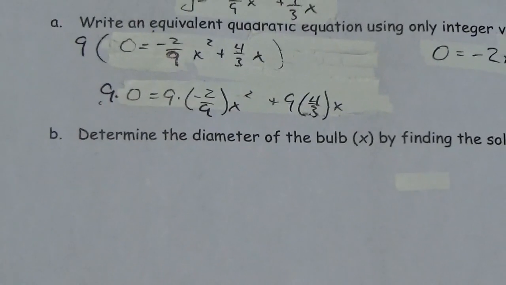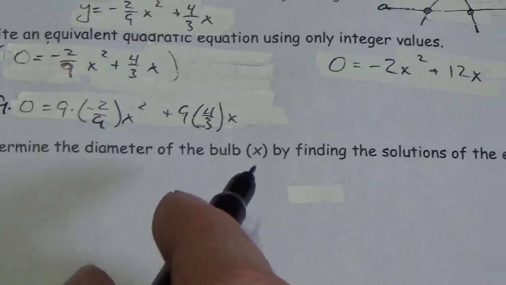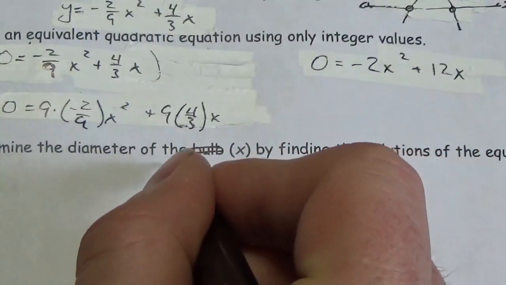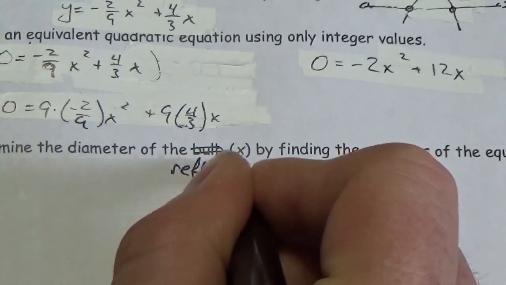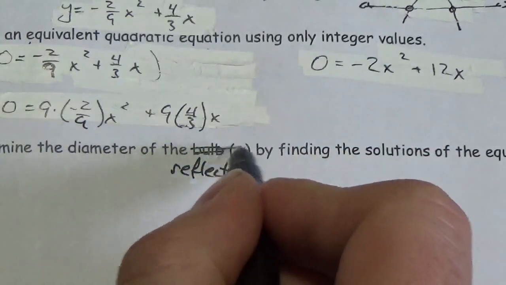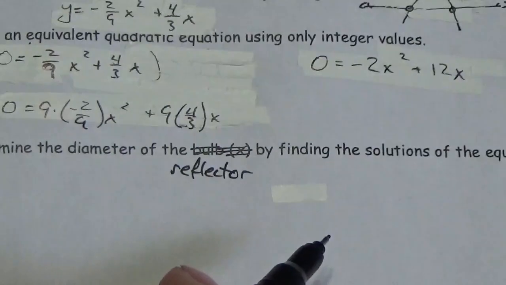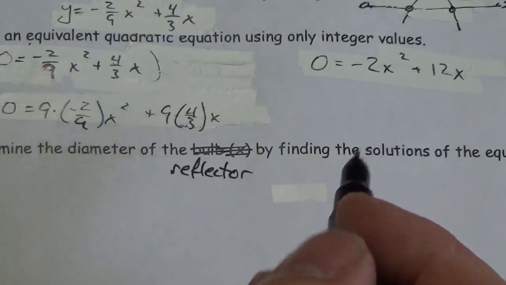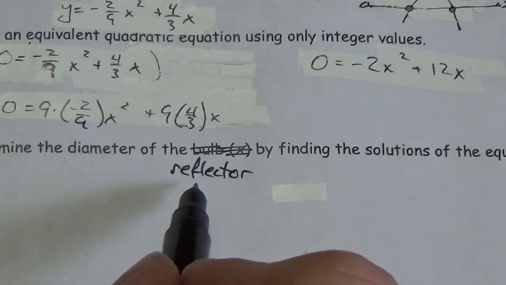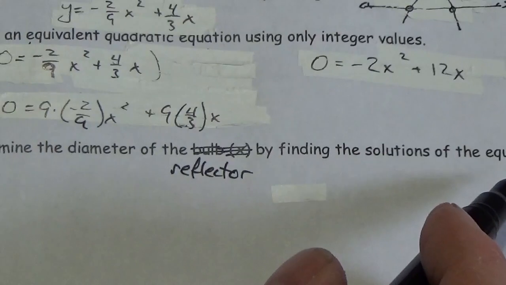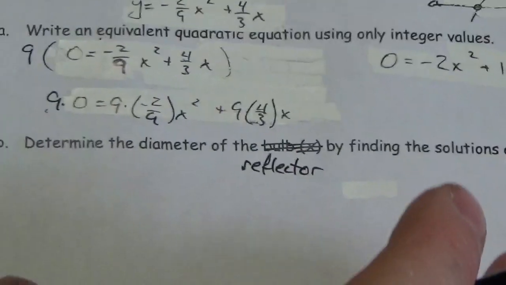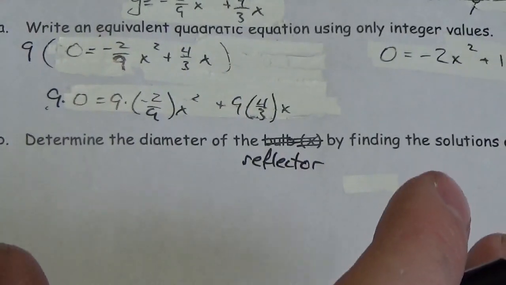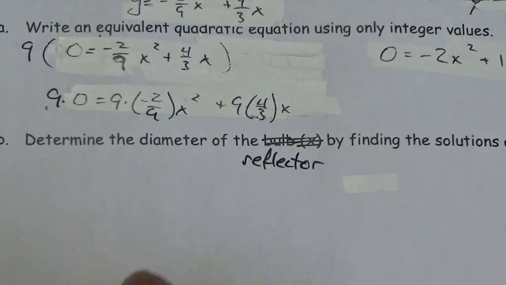The next question here says determine the diameter of the bulb. Now actually what we mean here is reflector. And in this case here, it's actually not going to be x. I think the intention of the problem has changed a little bit from when we first started working on it here. The diameter of the reflector by finding the solutions of the equation in A. Okay, so we're going to solve for x here. We're going to get two values of x.